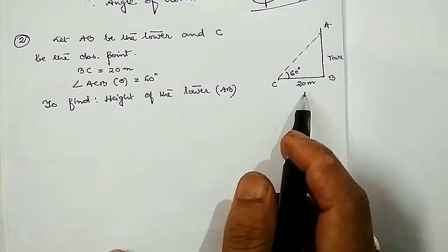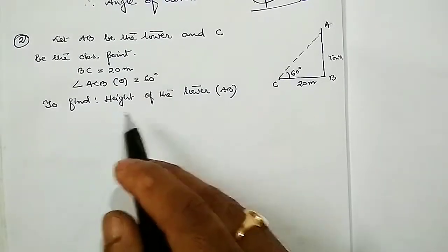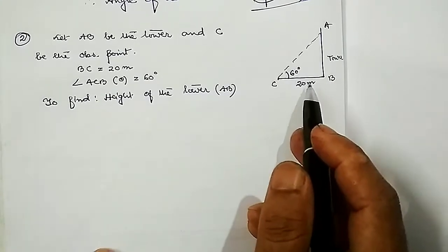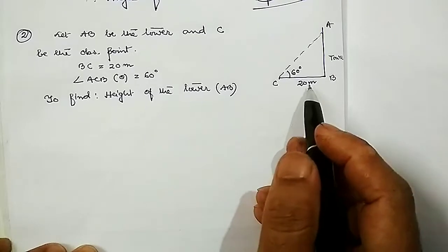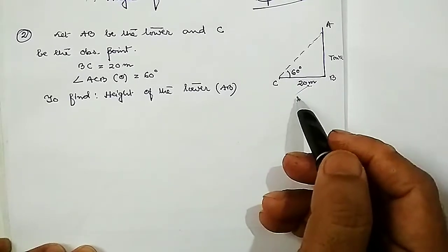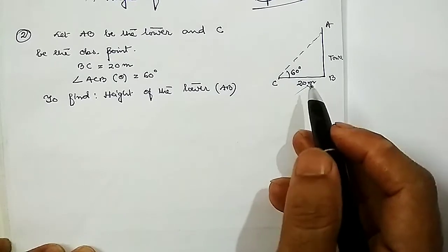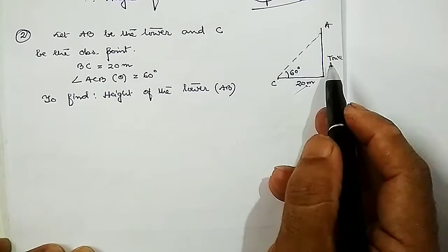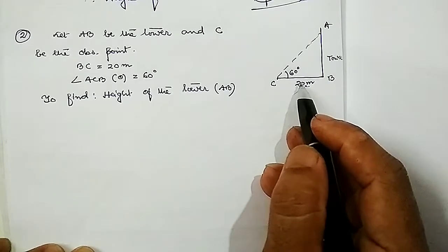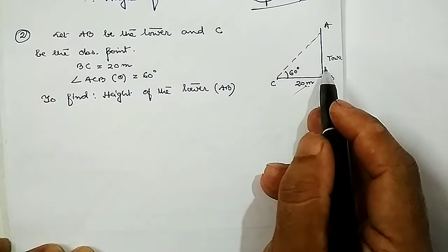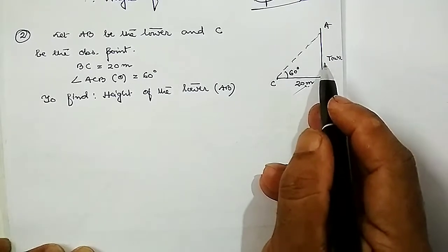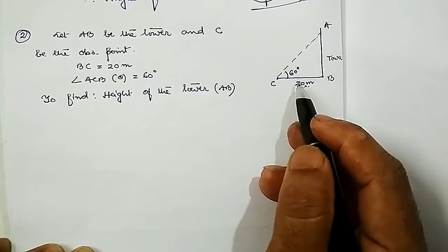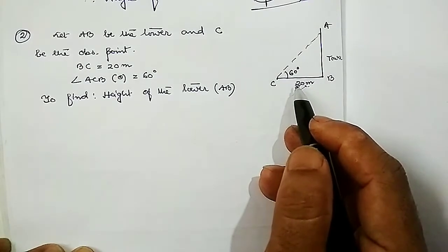So once you have drawn the figure, you have to explain the figure, and here the height of the tower, that is AB, is to be calculated. Now while doing this sum, students often face one problem: whether to use sine, cos or tan. For this you have to first see the figure. Height of the tower is to be calculated, and this one is given. Here perpendicular is to be found, base is known, and we know tan theta relates perpendicular and base. So here we have to use tan theta.